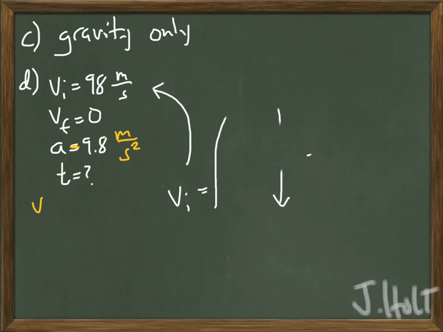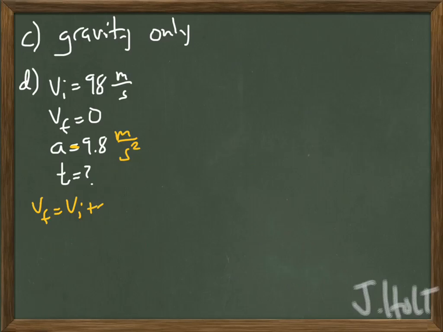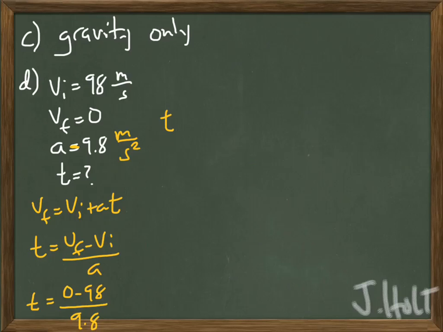Let me erase all this stuff. And let's keep going. So we can set up our VF formula, plug in all of our factors, and solve. We can rearrange it and solve for time. And after 10 seconds, it'll start to go down.